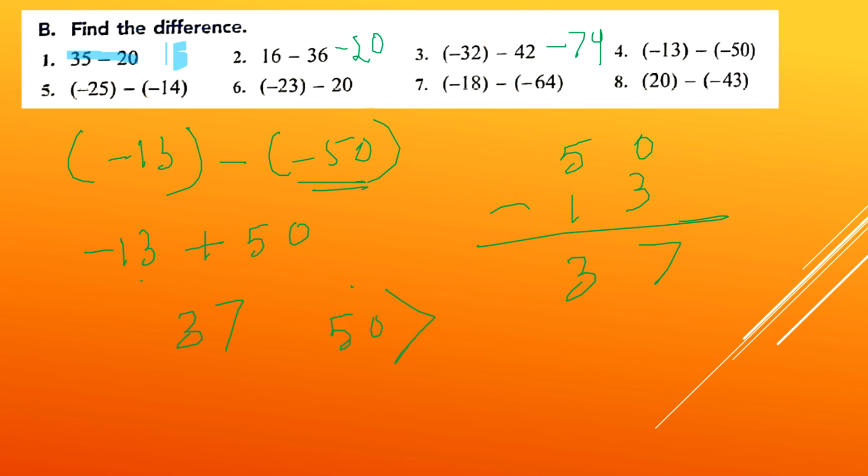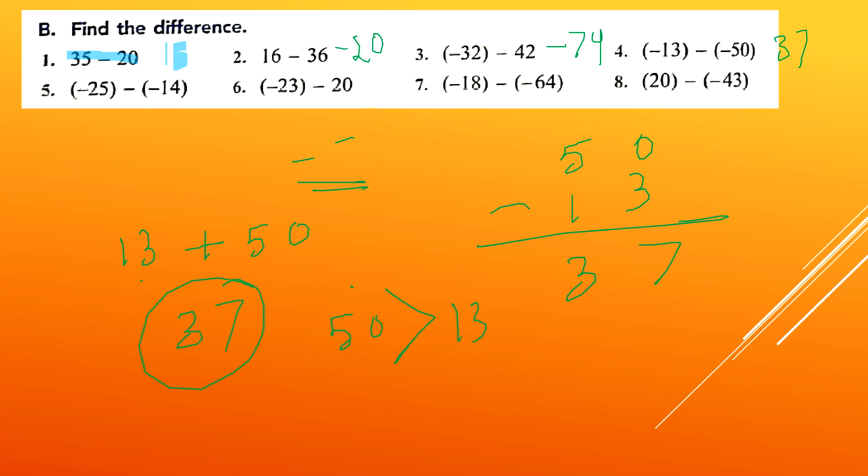You see 50 is greater than 13, right? 50 is greater than 13, and if you see it properly, 50 has a positive sign, so your answer will be positive, that is 37. Okay, that is 37. Now look at question number 5.